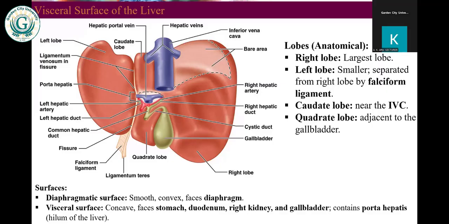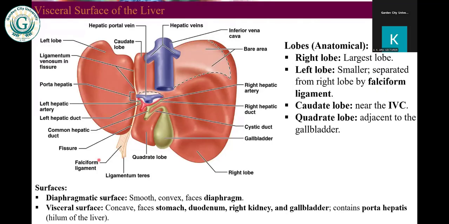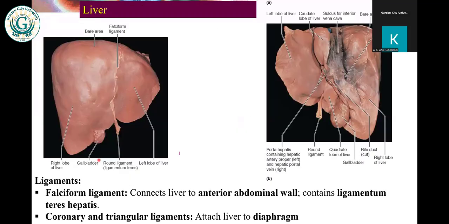Remember we said that the liver produces what? Bile. So the bile duct will be leaving. At the porta hepatis, the hepatic artery enters, the portal vein enters, then the bile duct leaves. What I would say is the common hepatic duct proper. That one will be better. Common hepatic duct.